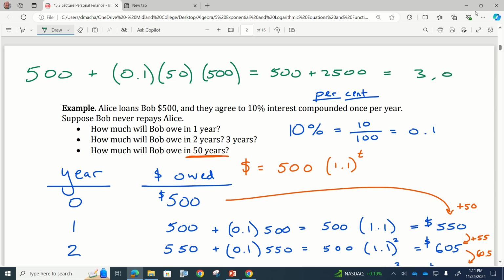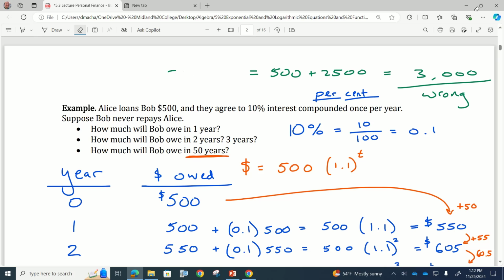You might say, oh yeah, Bob only owes Alice $3,000, because that's $50 a year for 50 years, plus the original $500. But that is wrong. That is an example of what you might call the simple interest formula. That's some fairy tale that we tell to ninth graders, because in real life, nobody charges you simple interest. Every company, whether it's your bank, your credit card company, your home mortgage, your car payment, everybody uses compound interest. There is no such thing in real life as simple interest.